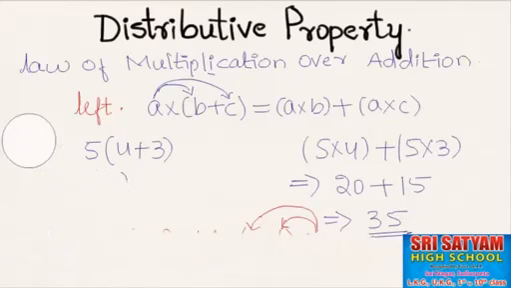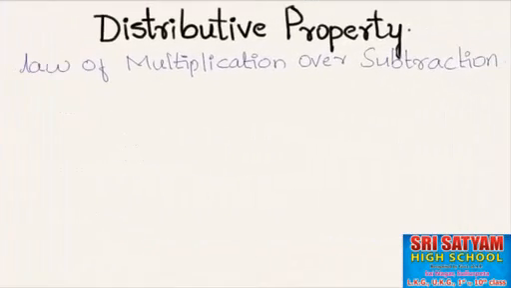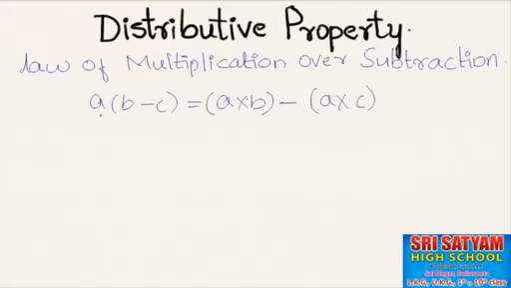Now let us move forward and discuss the distributive law of multiplication over subtraction. Here A is multiplied to the difference of numbers B minus C, which will be equal to multiplying individually, that is A into B minus A into C.